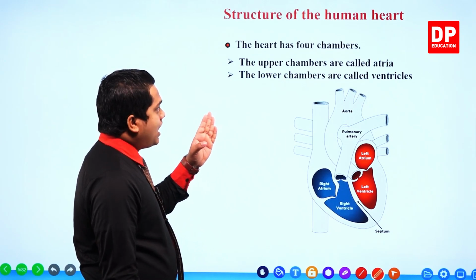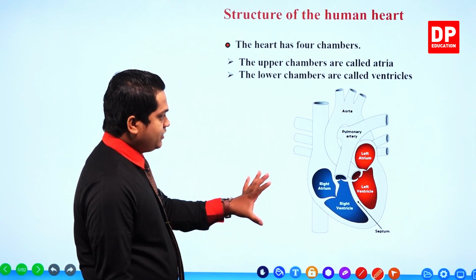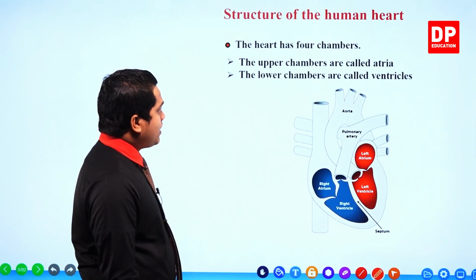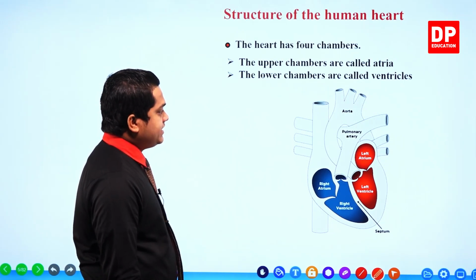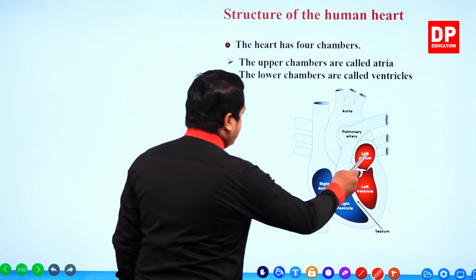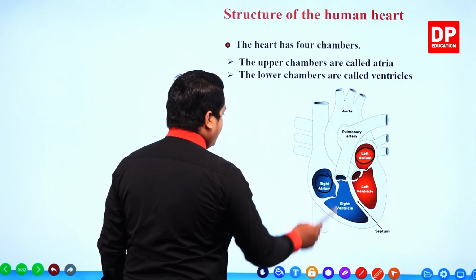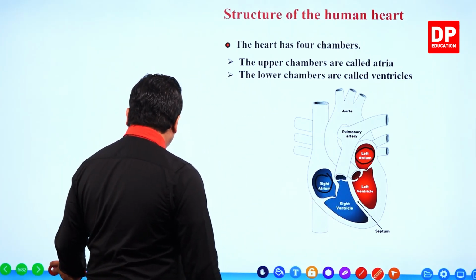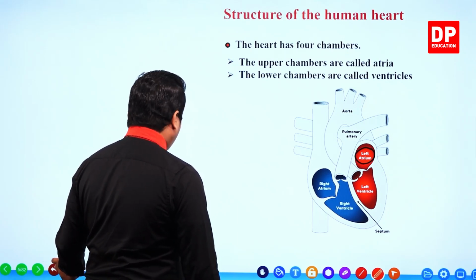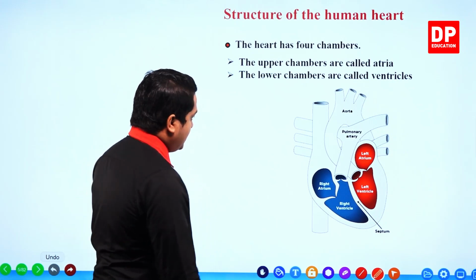So first of all, you know that our heart has 4 chambers, right? So these are those 4 chambers. The upper chambers are called atria. Here you can observe those atria: the left atrium and the right atrium. The upper 2 parts, atria or atrium.